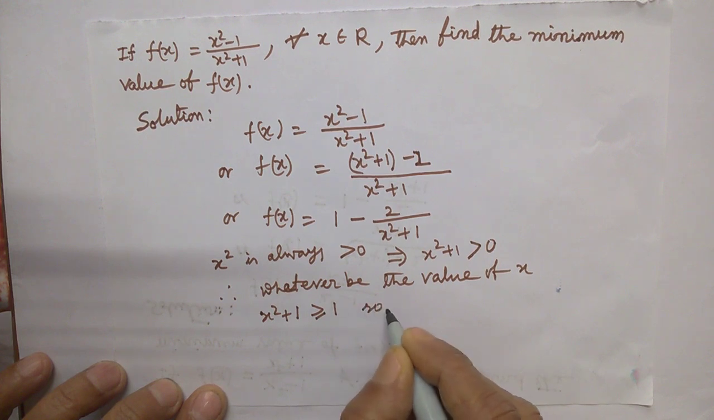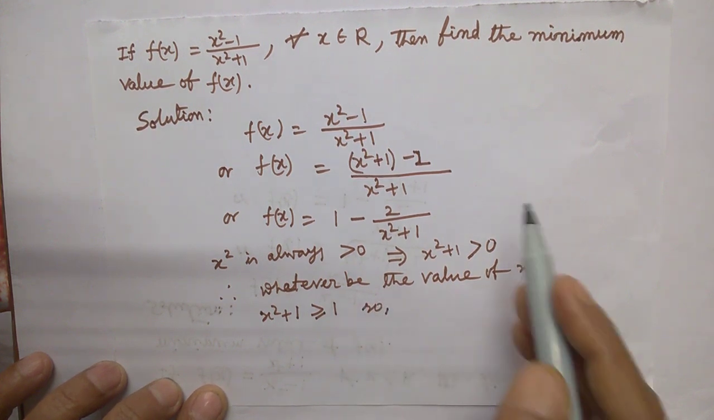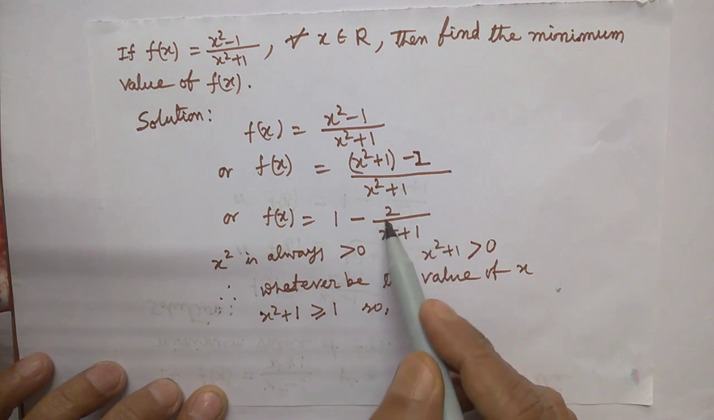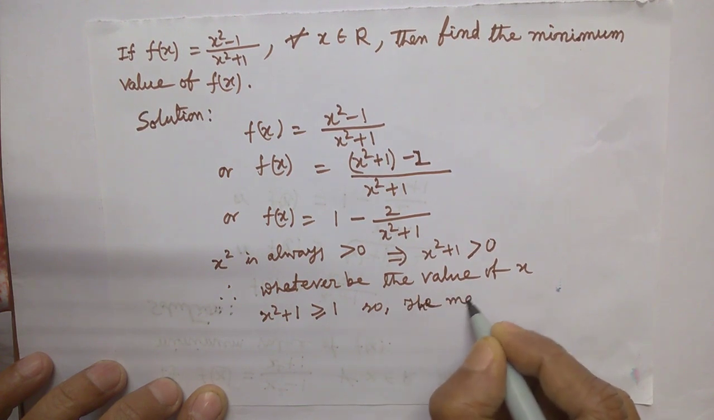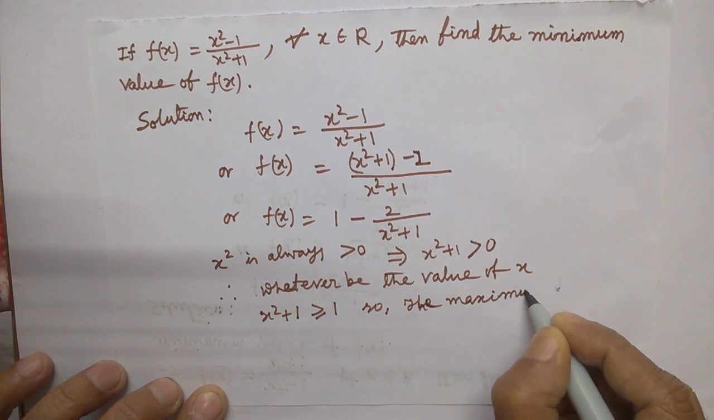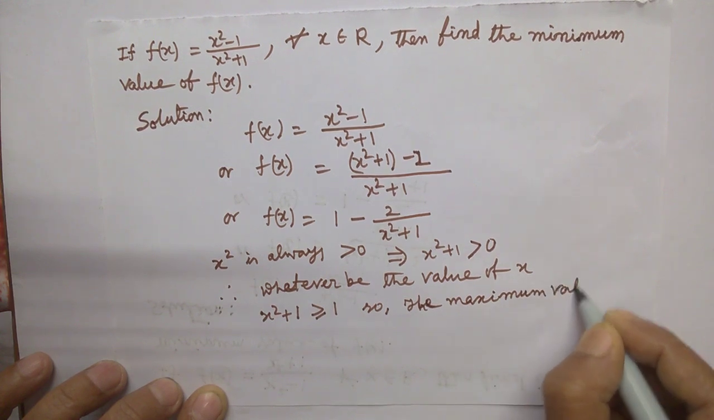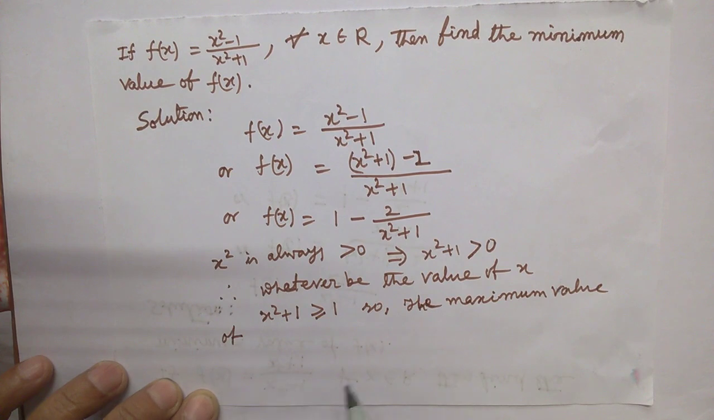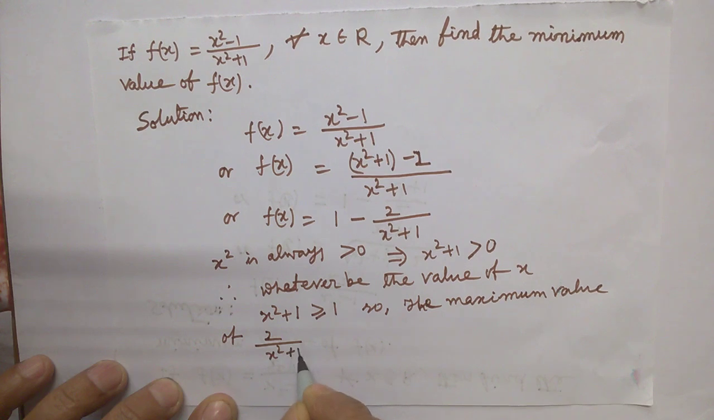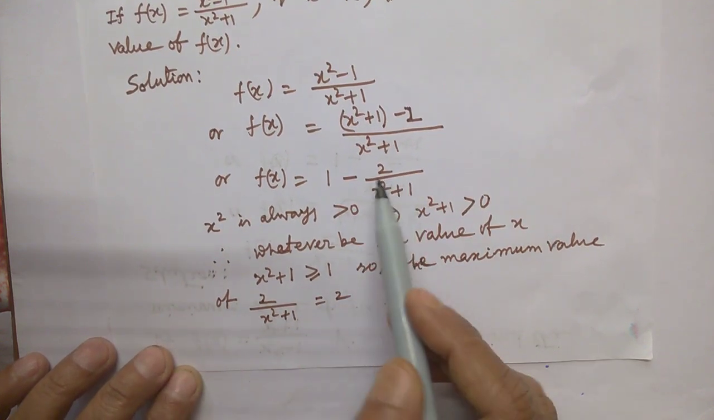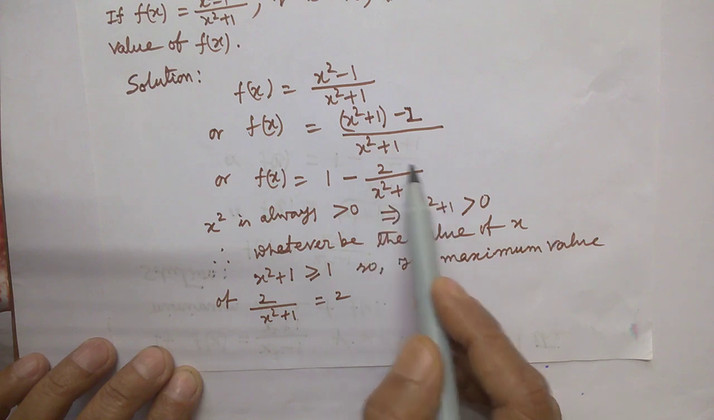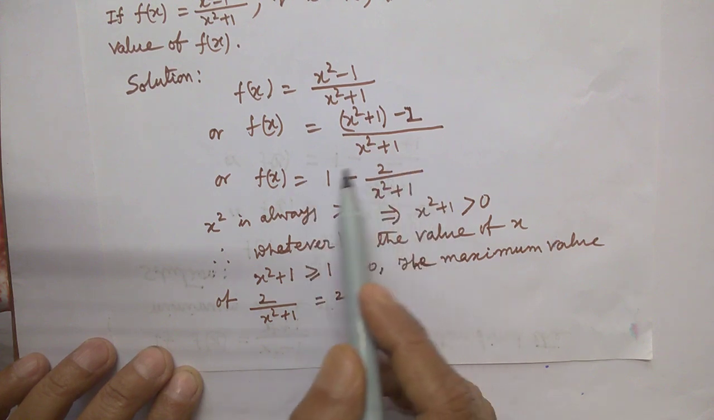So maximum value of this expression, the value of 2 by (x square plus 1) is equal to 2. When this will reach to its maximum value, then whole expression will reach to its minimum value.